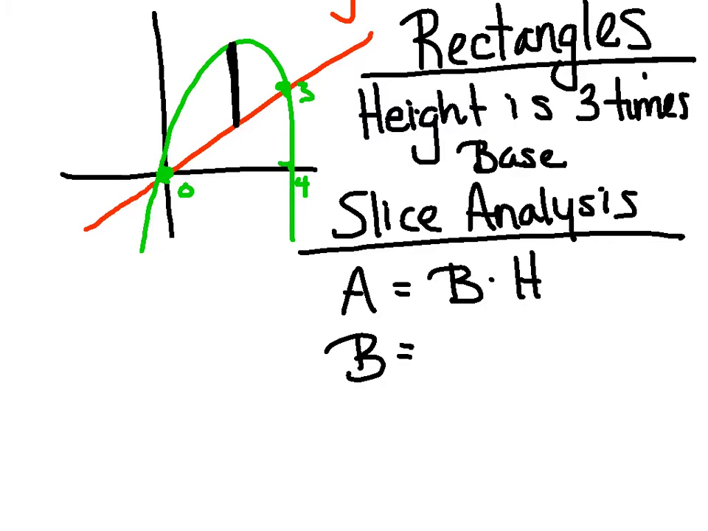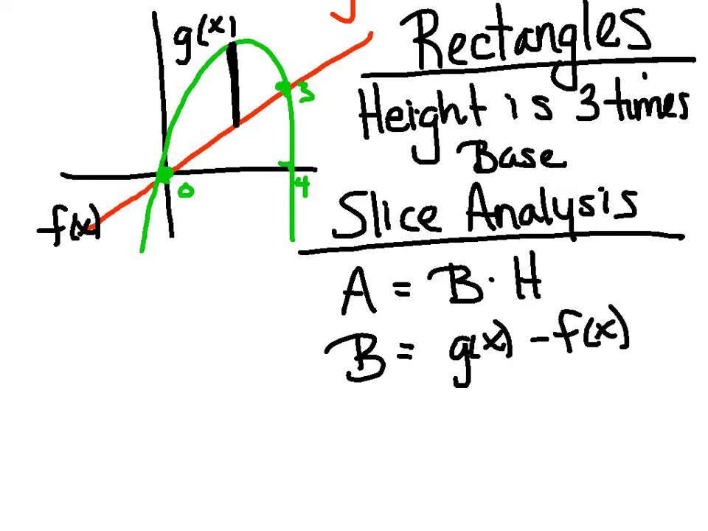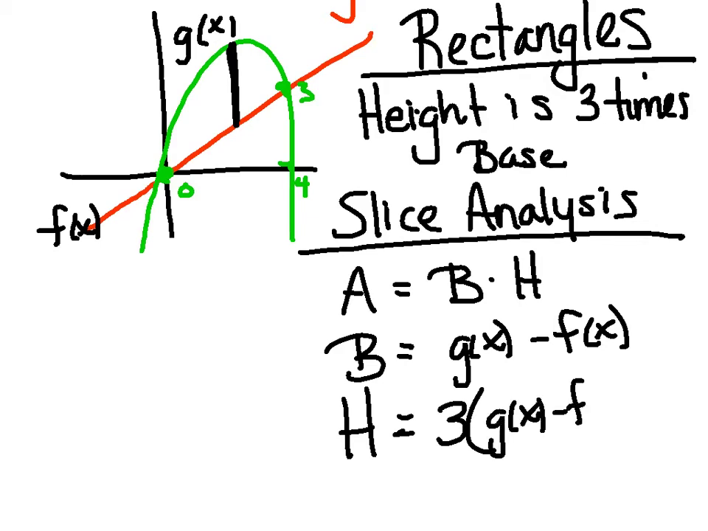So I'm going to say it's my green curve minus my red curve. Now, something we haven't talked about before, you can shorten them up a little. I believe I called the green curve g of x, and I called the red curve f of x. It's fair game, and they'll take this if you just want to say g of x minus f of x instead of writing the actual functions in there. Now the height. Go back to that rule. The height is, so that's h equals 3 times base. So I'm going to say that's 3 times g of x minus f of x.